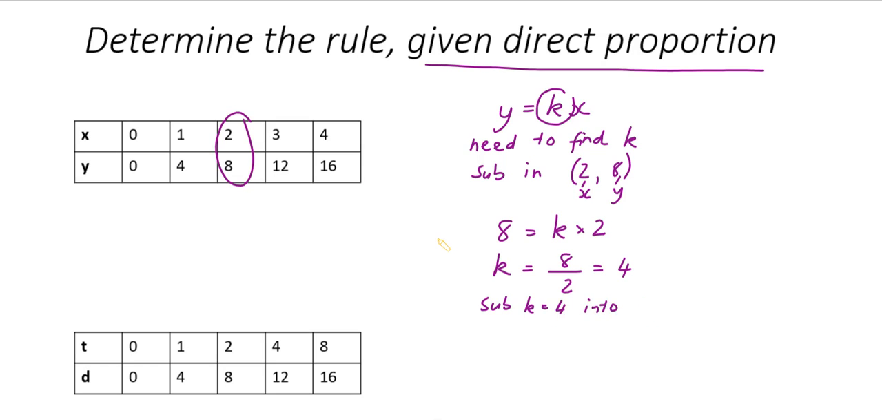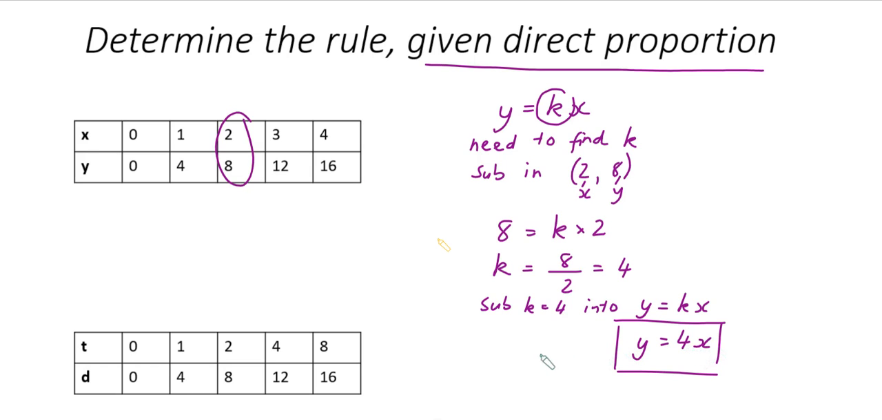Sub k equals 4 into the equation y equals kx. And then you've just got an equation in terms of y and x. Our k value was 4. So that's how we link y with x, with that little k value.